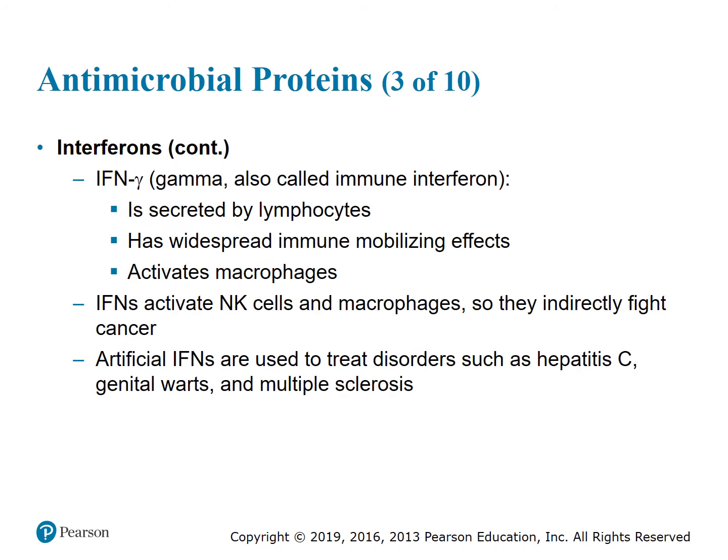Interferon A and B also activate the natural killer cells. Interferon gamma, also called immune interferon, is secreted by the lymphocytes and has widespread immune mobilizing effects. It activates the macrophages. Interferons activate natural killer cells and macrophages, so they indirectly fight cancer. Artificial interferons are used to treat disorders such as hepatitis C, genital warts, and multiple sclerosis.